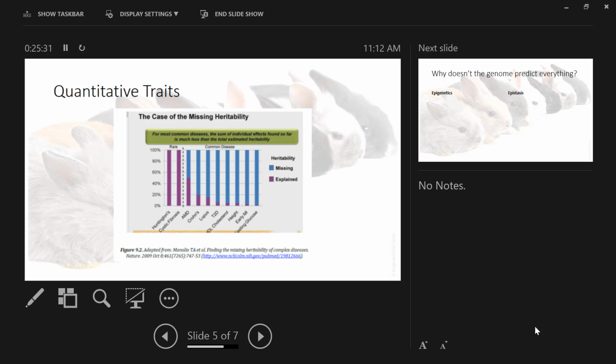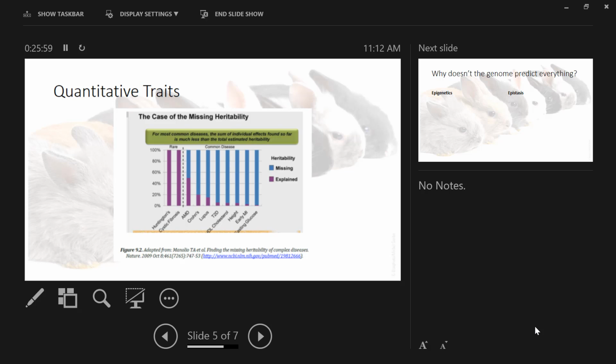We ask, how much of the variation in human height is because of this locus? And then we do that for all of them and add up all of that variation. We've only explained 5% of the variation in human height. What's going on here? We know the heritability of height is 80%, so 80% of the variation is because of genetic differences. And yet, we're only explaining 5% of that, and we have all this, what we call missing heritability.